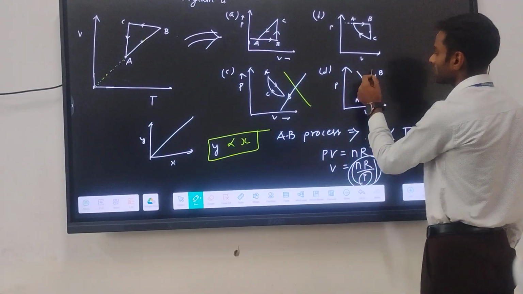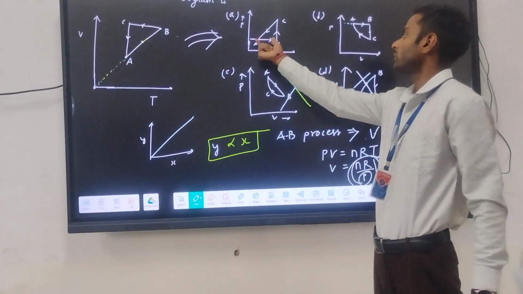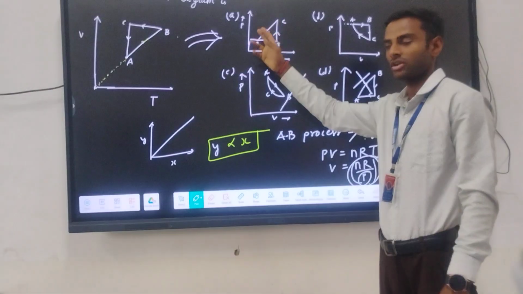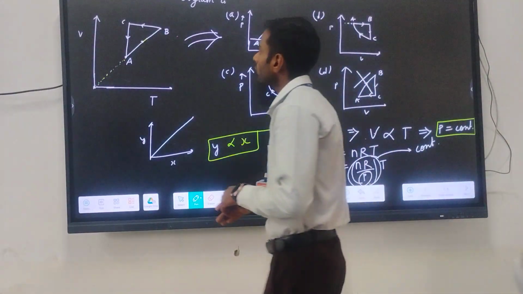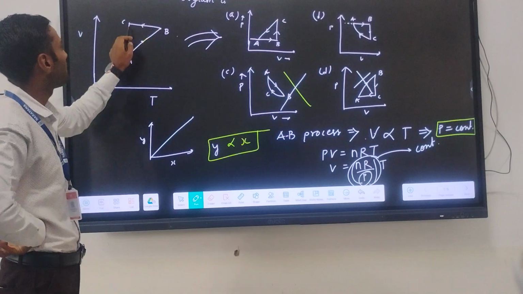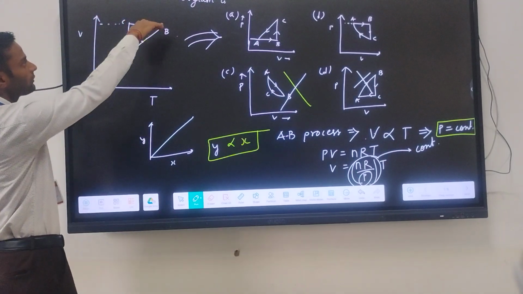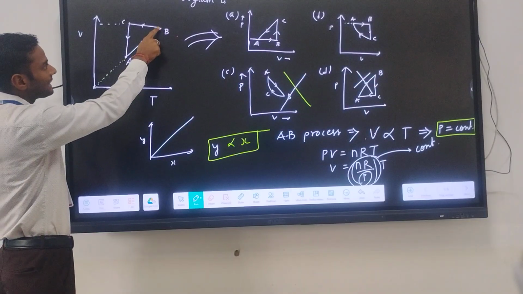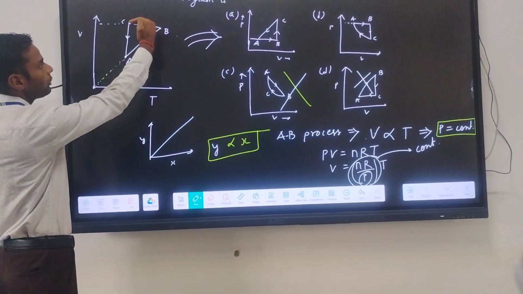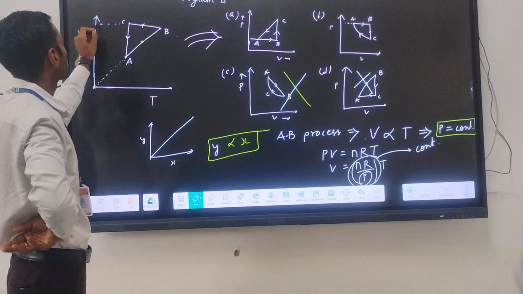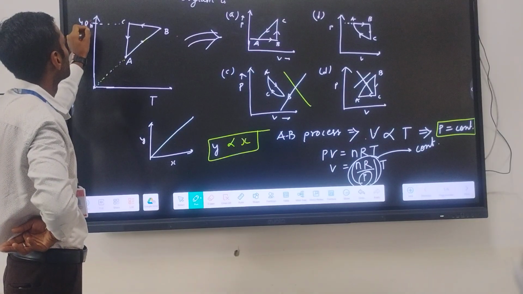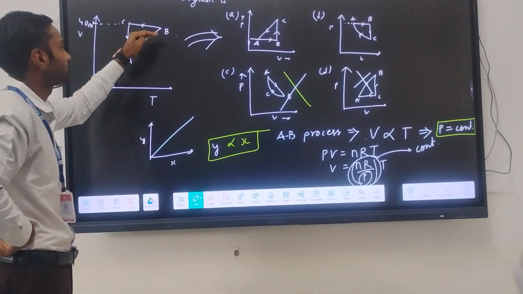So we can reject these two graphs. And we are left with only two graphs. So we have to judge now based on that. And you can also see that BC is a constant volume process. Even though the state is changing, its volume is constant throughout. Suppose the volume is 40 meter cube, it is constant throughout.